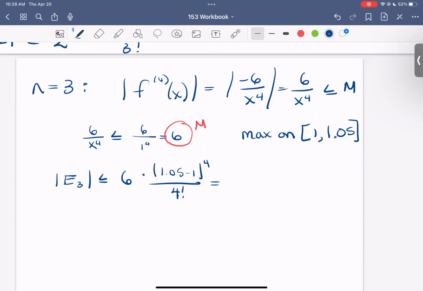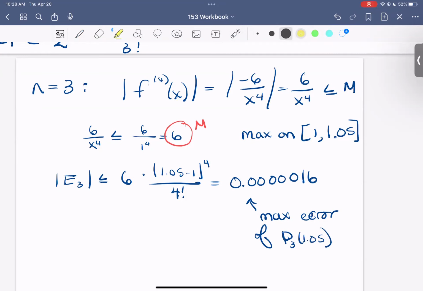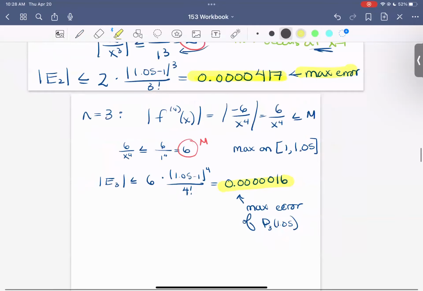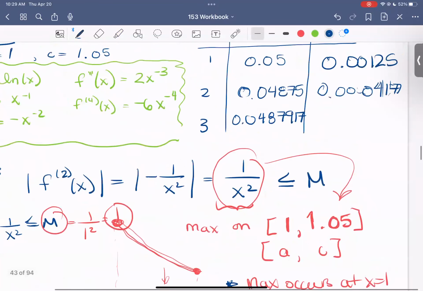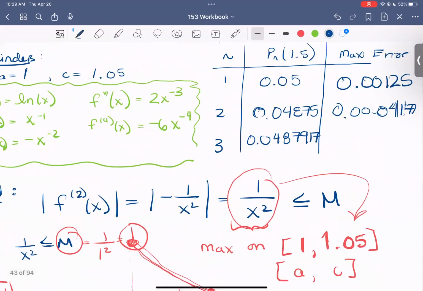Using our calculator, we can compute all that out. We get 0.000000, 5 zeros this time, 16. So here's our max error of our third degree polynomial. All right, so let's go ahead and fill that into our table. So up here, we can fill in that our max error for P3 is 0.1234516, 5 zeros.